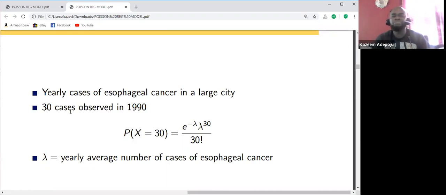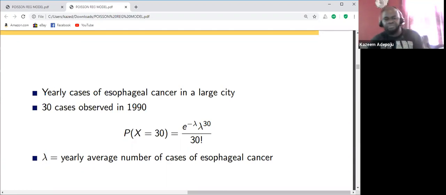Now, the probability that S equals 30, I'm talking about 30 cases. The probability of having 30 cases of that, then I'm actually going to plug 30 into my model. Look at what I have right now. So if I want to figure that out, I need a lambda. What is lambda? The lambda is actually going to be the incidence rate of this type of cancer.